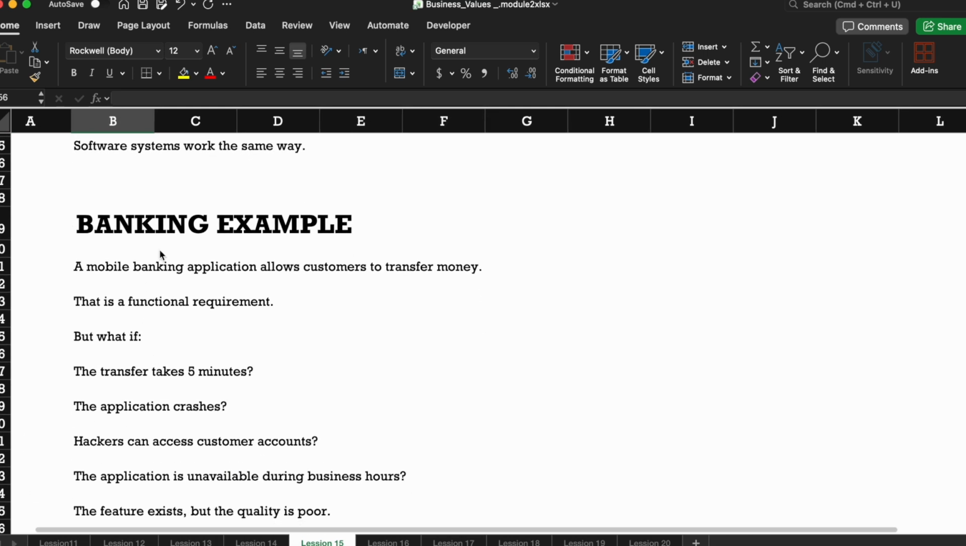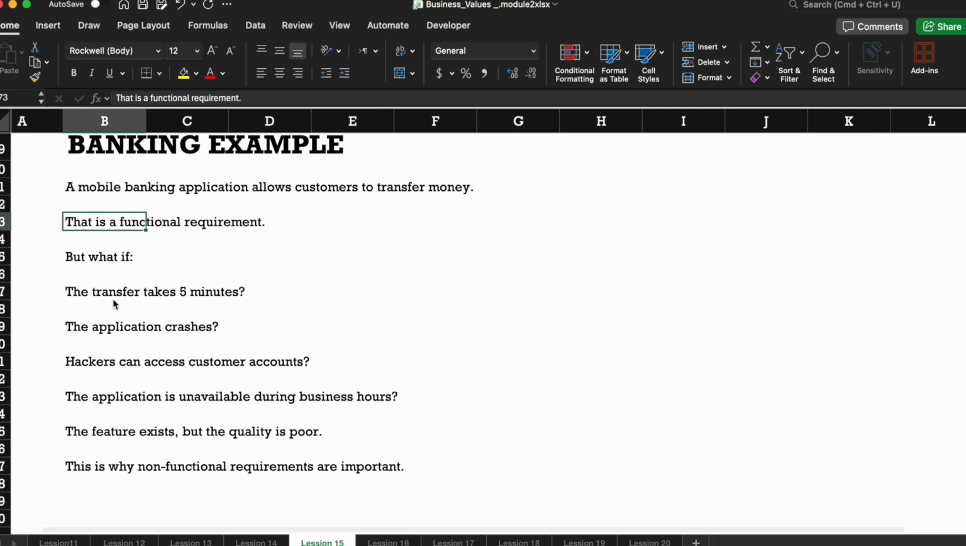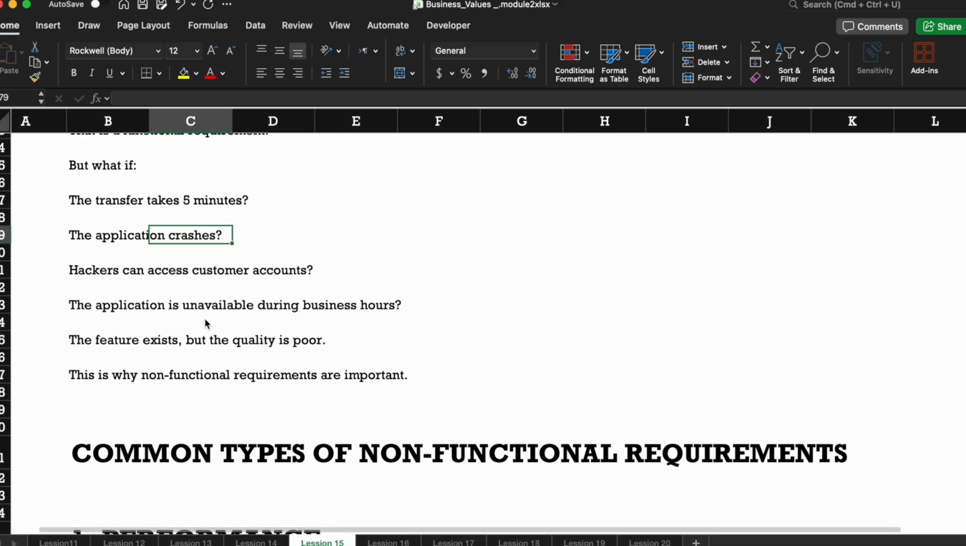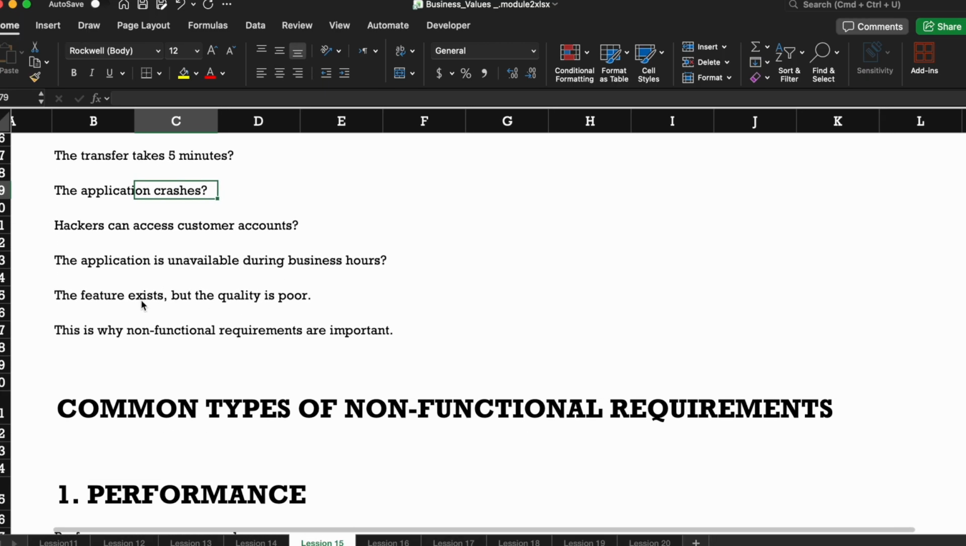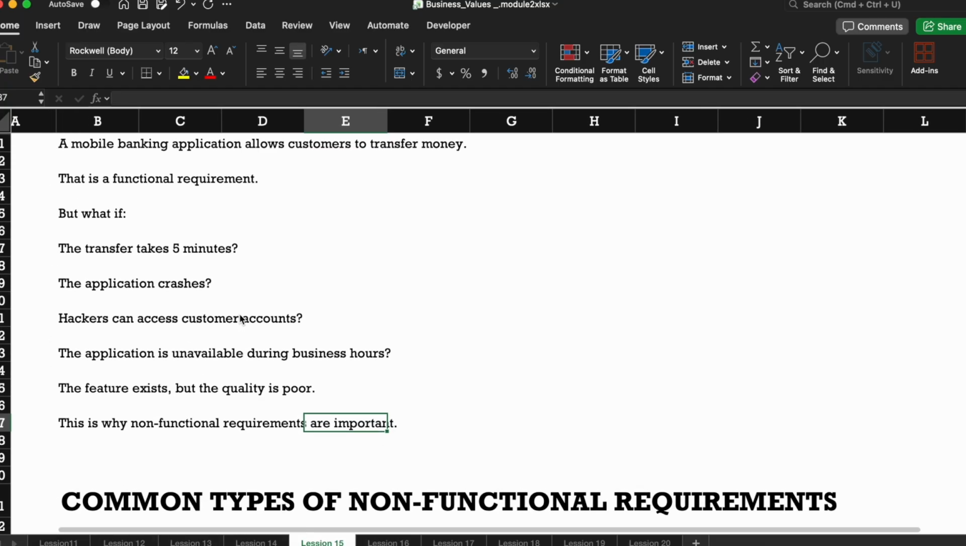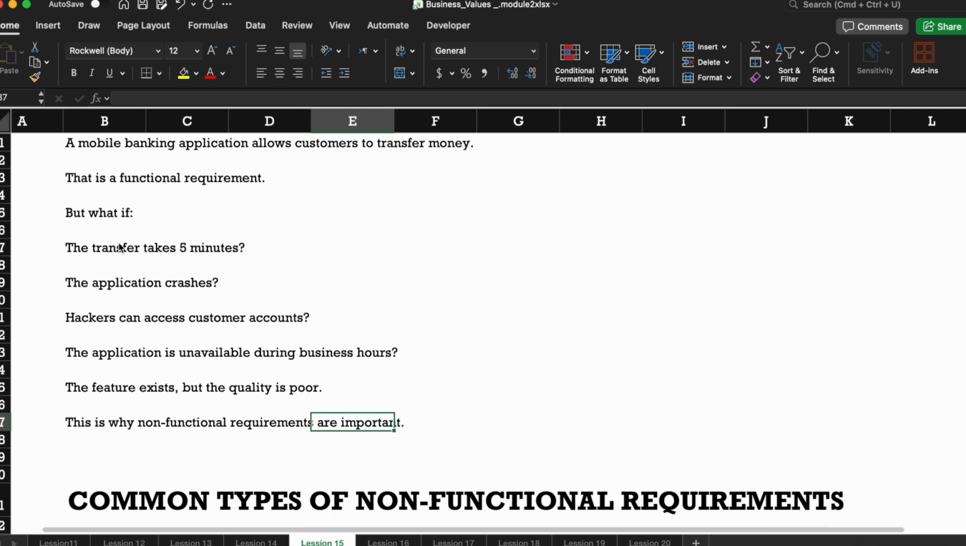Banking example: a mobile banking application allows customers to transfer money. That's a functional requirement. But what if the transfer takes 5 minutes, the application crashes, hackers can access customer accounts, or the application is unavailable during business hours? The feature exists but the quality is poor. This is why non-functional requirements are important. Quality is also required, just like functionality.